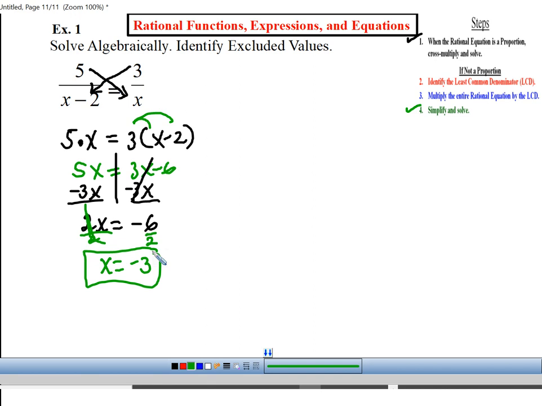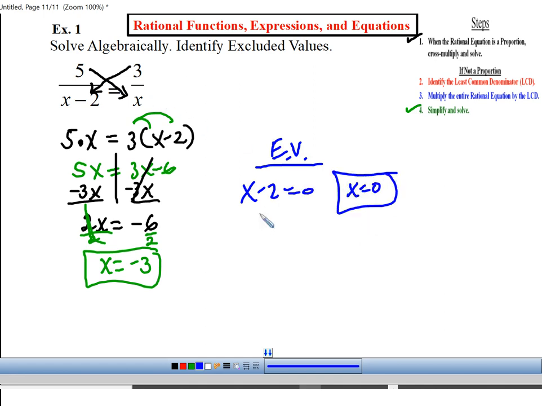Fairly simple, yes? Are we done? No. Excluded values. So you're like, okay, there's a dilemma here, Mr. Q. Do I go with whatever the denominator is here, or do I go with the original denominators? What do you guys think? The original, yes. X minus 2 equal to 0. Plus 2 plus 2. X equals 2.